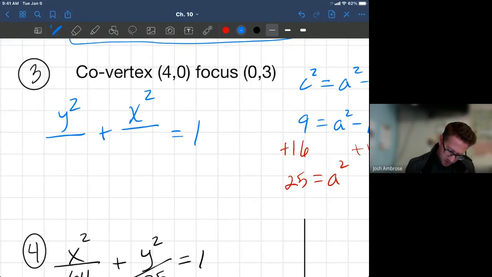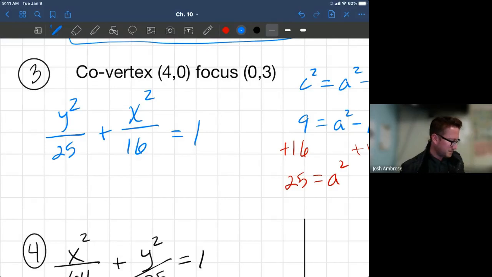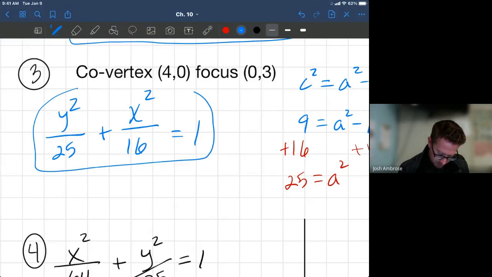So let's go ahead and plug in our values. The a squared is 25. That goes right here. And the b squared, which we already had in the co-vertex, was given as 4. That's going to be 16. And that is our equation right there.